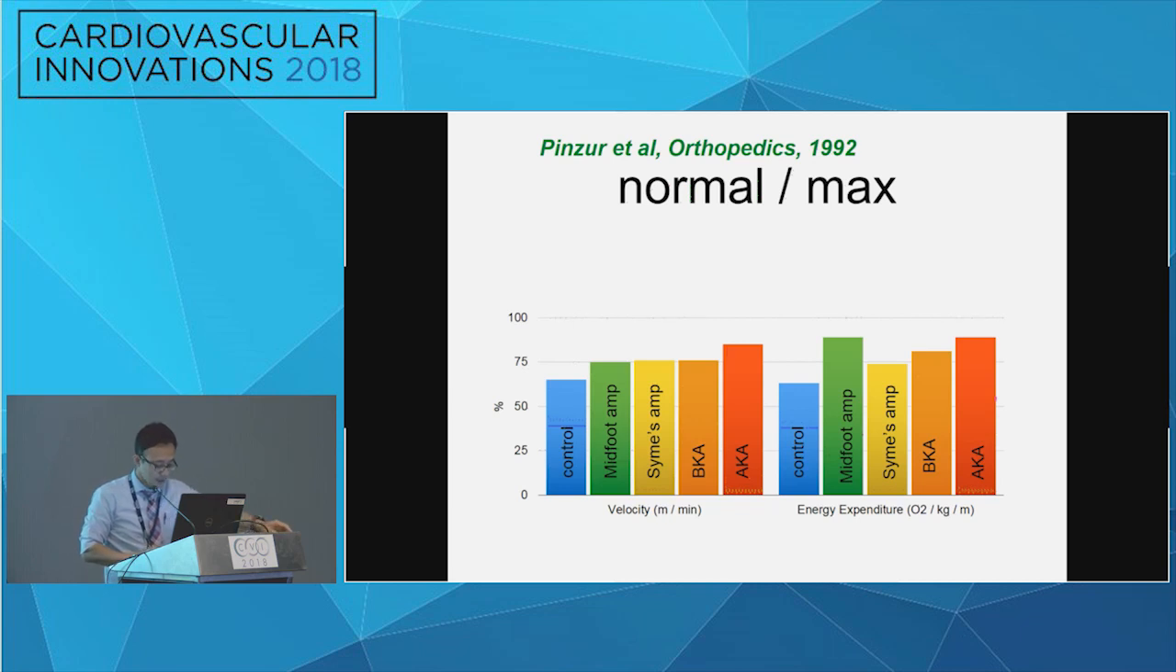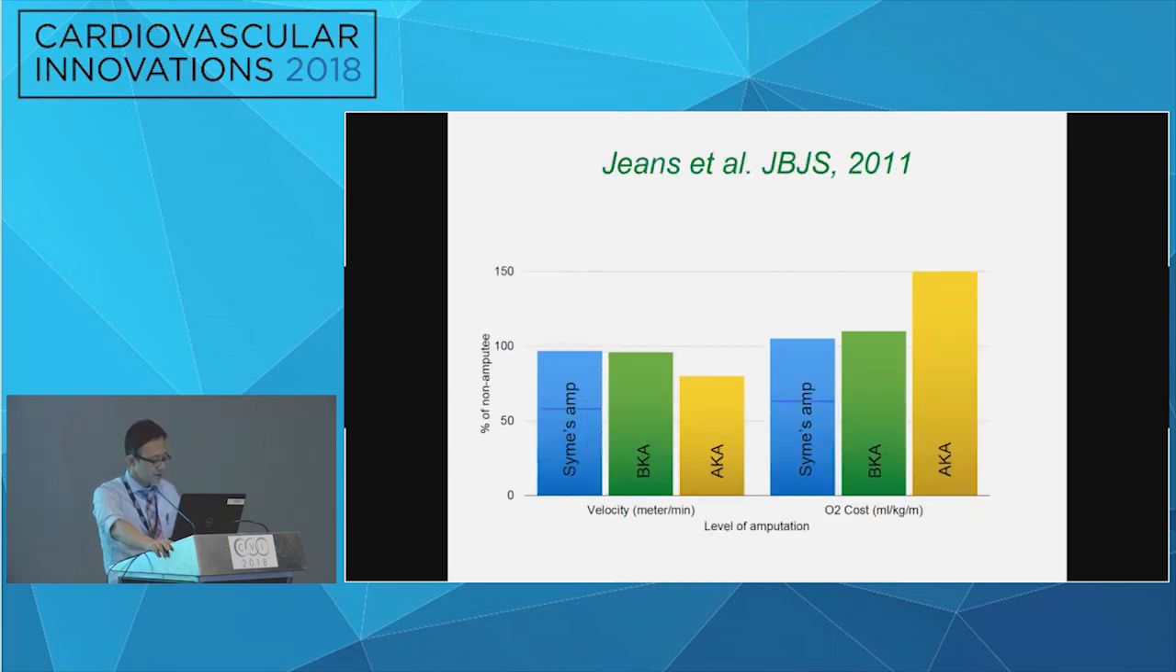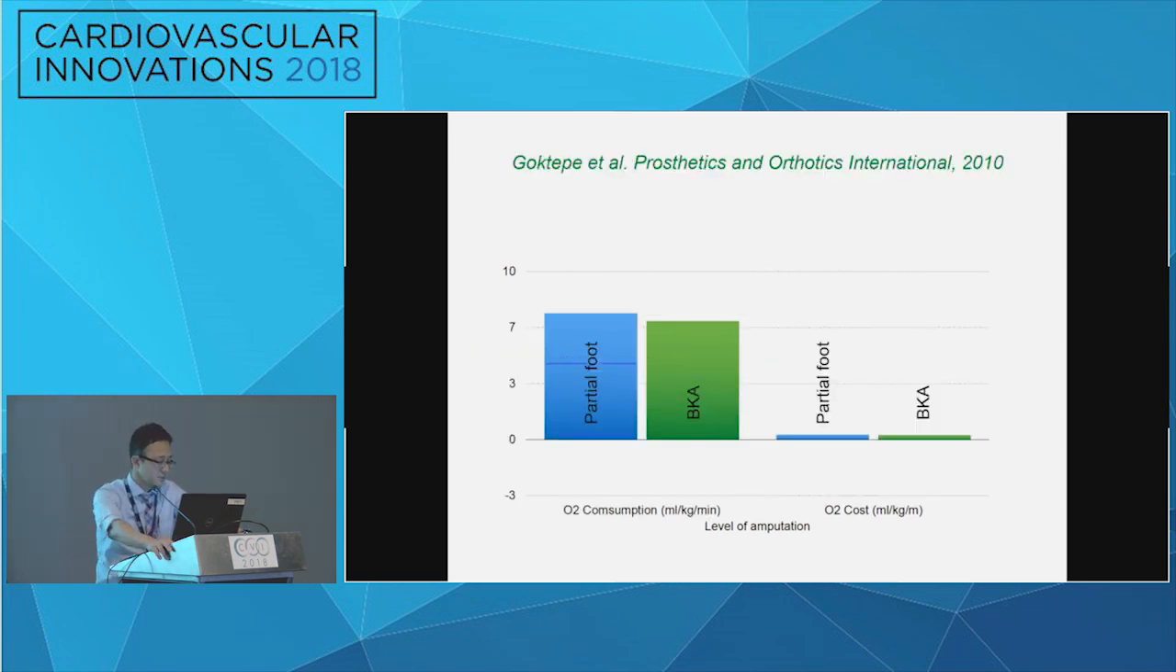I showed you that already, but the energy consumption and the velocity of walking is not really different from the midfoot amputation versus Symes versus BK. So more proximal doesn't mean that you'll lose cardiopulmonary reserve unless you have an above-the-knee amputation. And I showed you different studies, similar design, a bit better design, more population, and again the same thing, that proximal amputation doesn't necessarily slow down the patients or increase the oxygen consumption.